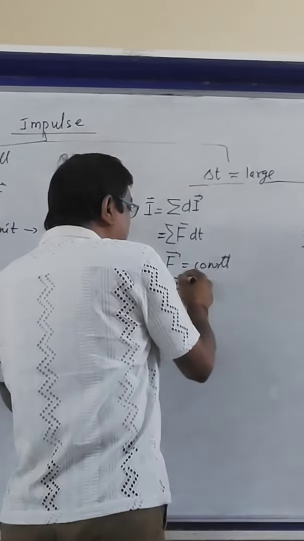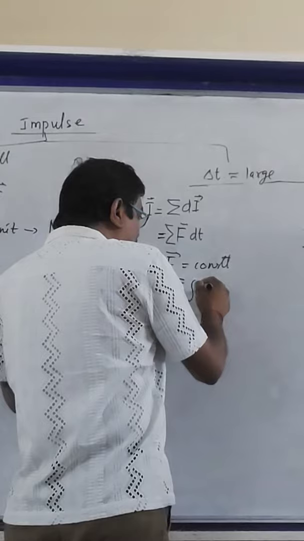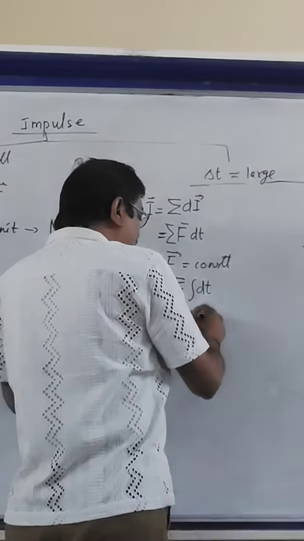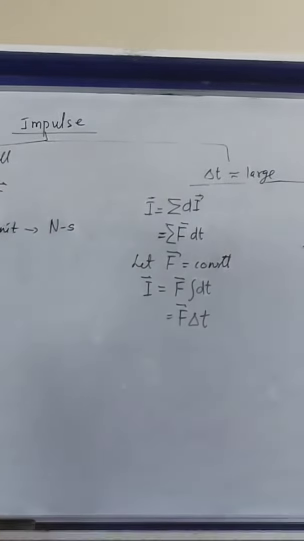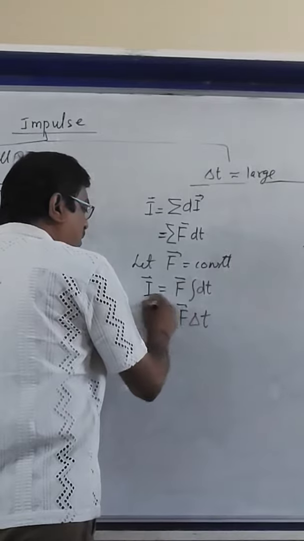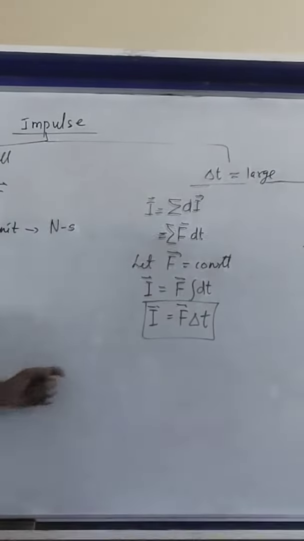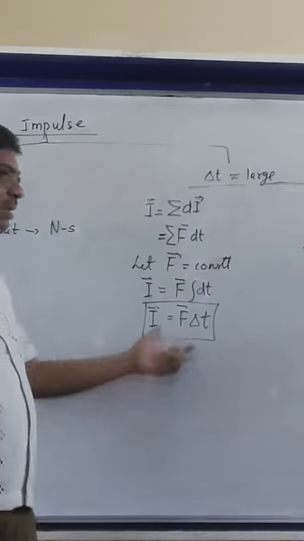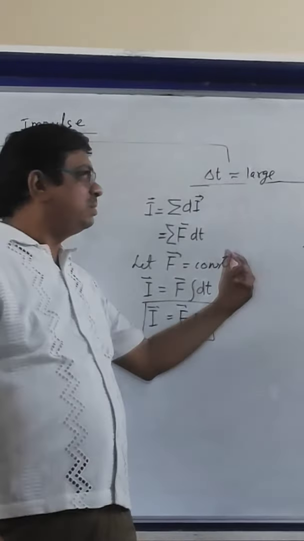Since force is a constant, you have to add the time interval. Suppose when you add the small time intervals, you get the total time interval delta t. So this will be the answer. So if force is constant, it's not a problem. But when force changes, you have to be careful, you have to add them for every small time interval. We'll see those situations one by one.